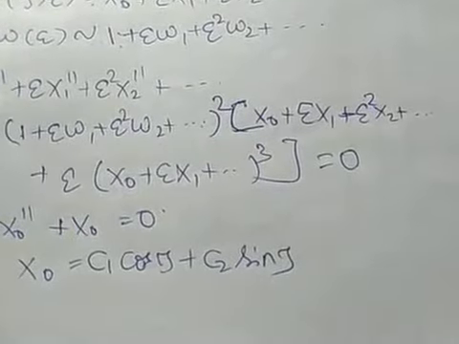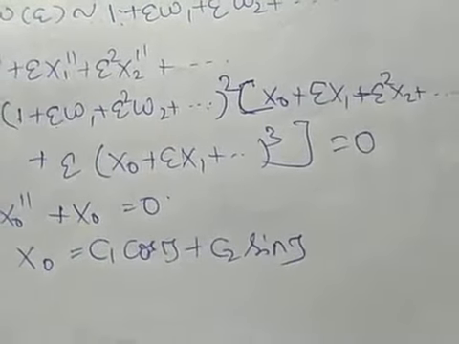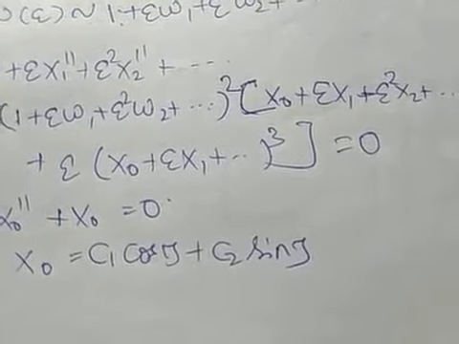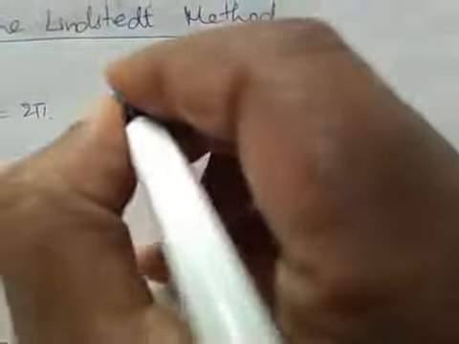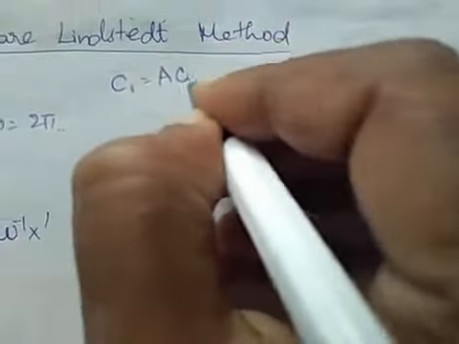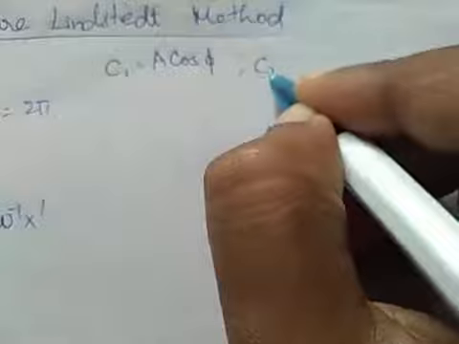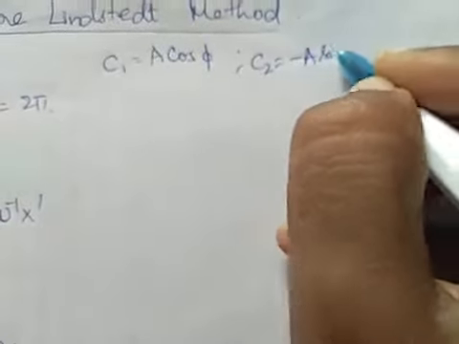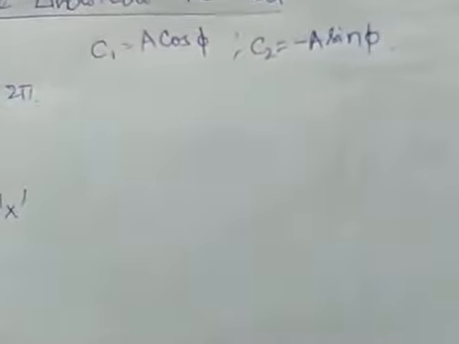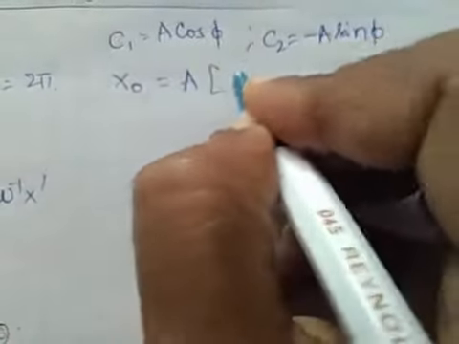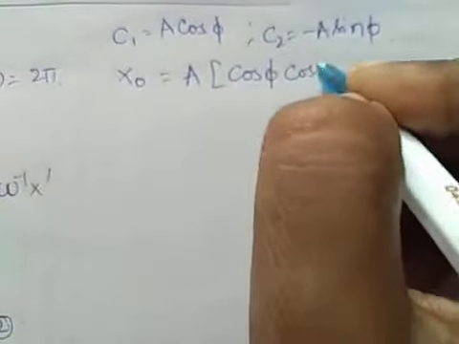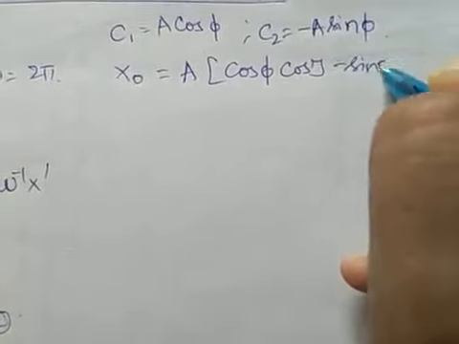We don't have initial conditions to find c1 and c2. We are going to choose c1 and c2 in such a way that we choose c1 as a cos phi and c2 as minus a sin phi. We are choosing c1 as a cos phi, c2 as minus a sin phi. Therefore, we get x naught as a common factor, times cos phi cos tau minus sin phi sin tau.